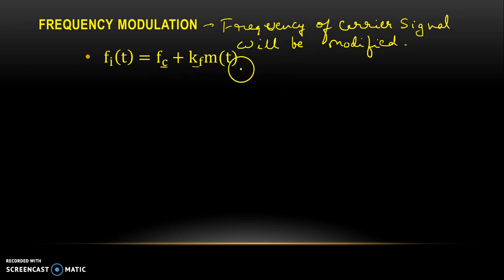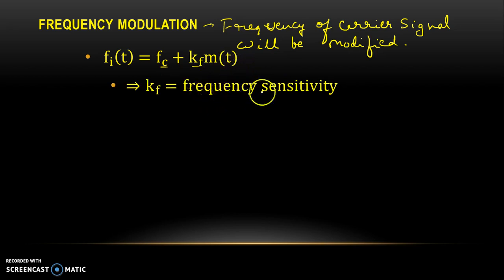And you can see kf is written here. Now what is kf? kf is basically the frequency sensitivity. Frequency sensitivity means how much our FM wave is sensitive to the change in the message wave. If kf is greater, then the sensitivity of the frequency modulated wave would be more. That is, if a small change in the message signal happens, it can be reflected in the frequency modulated wave. If kf is very small, then the changes wouldn't affect the frequency modulated wave.